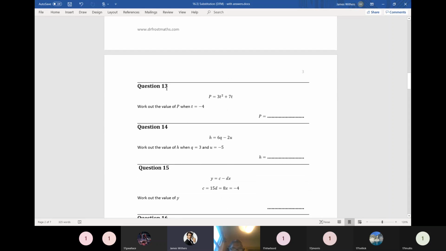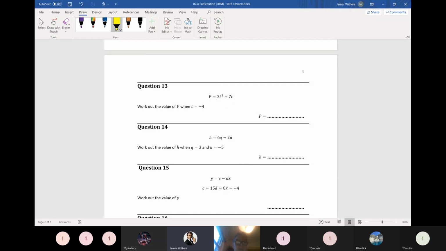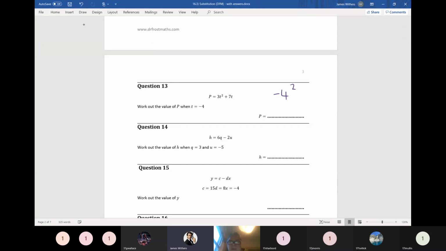Now be very careful on something like question 13. T is minus 4. So on question 13, you're going to have to do minus 4 squared. That means minus 4 times minus 4. Now, a minus times a minus is a plus. So when you do minus 4 squared, you should get 16. If you're using a calculator, make sure you put the minus 4 into a bracket, because when you square it, that will then give you the right answer.